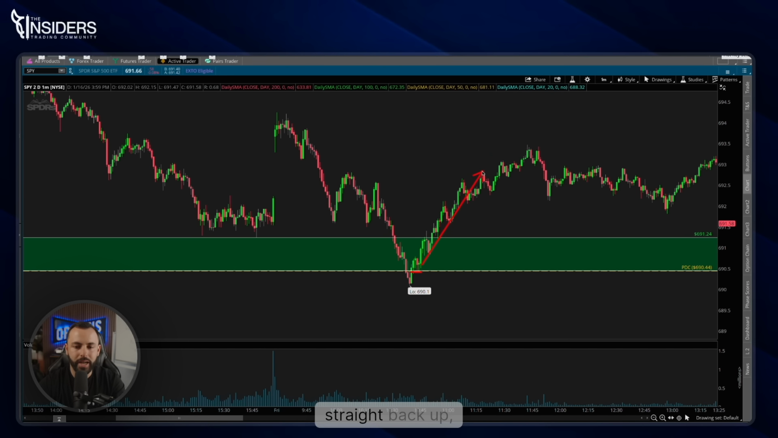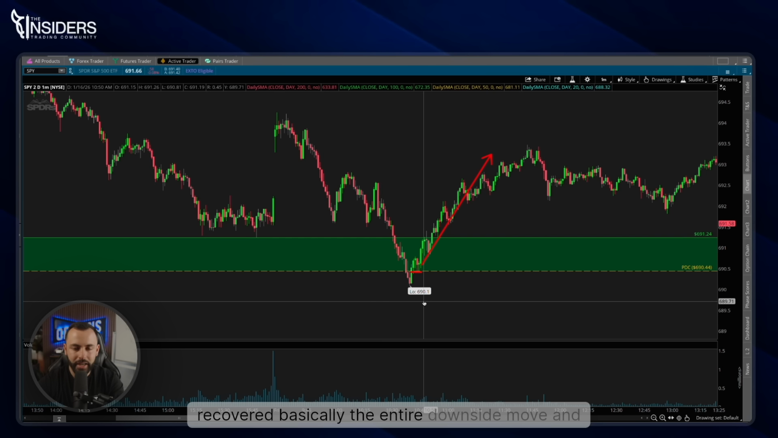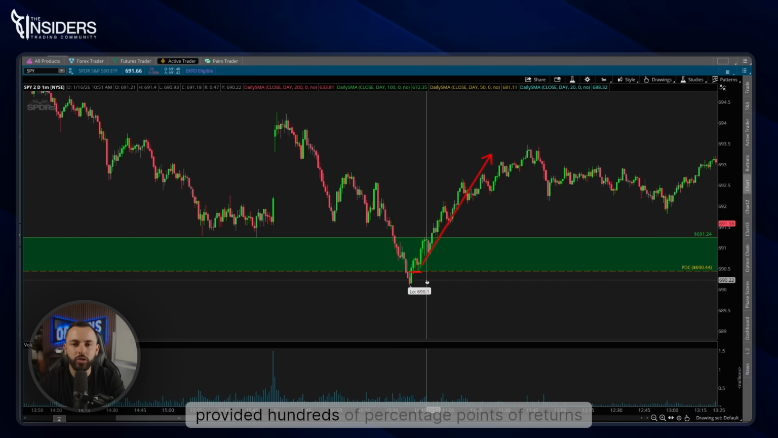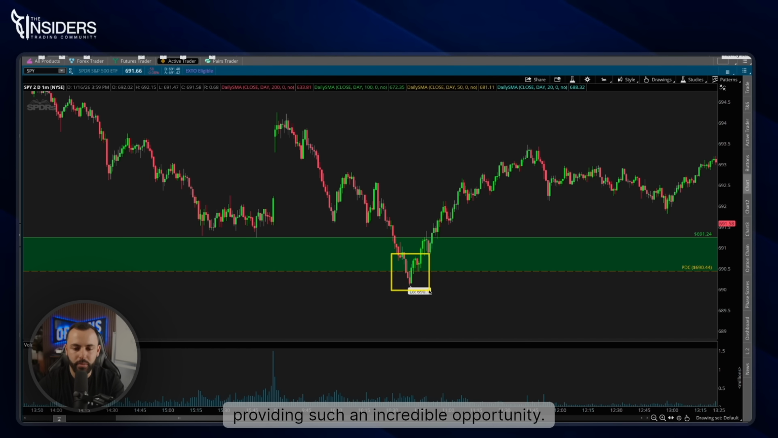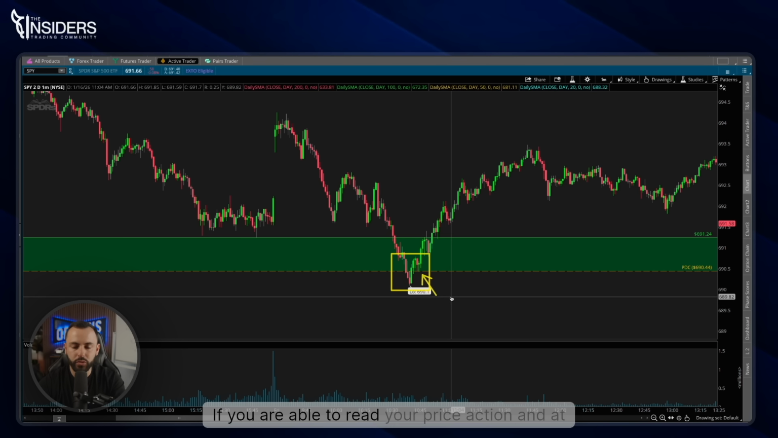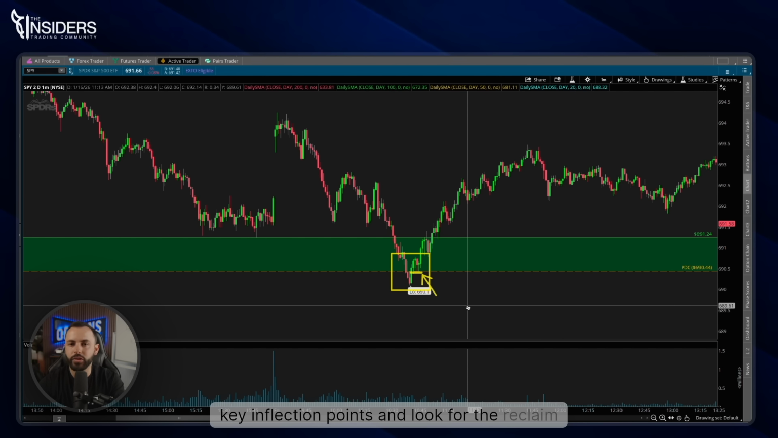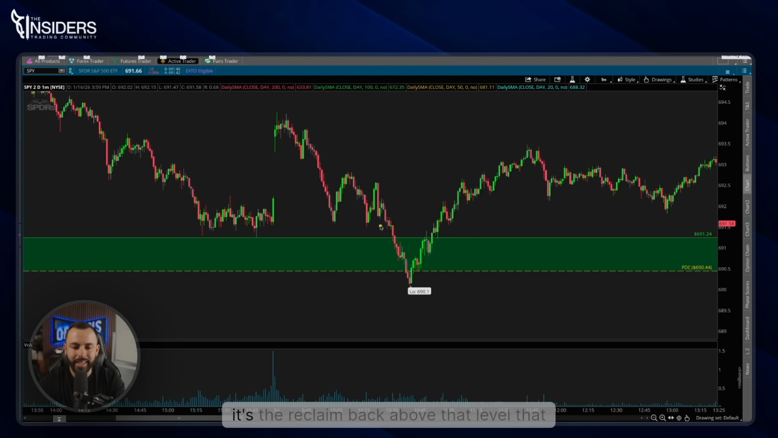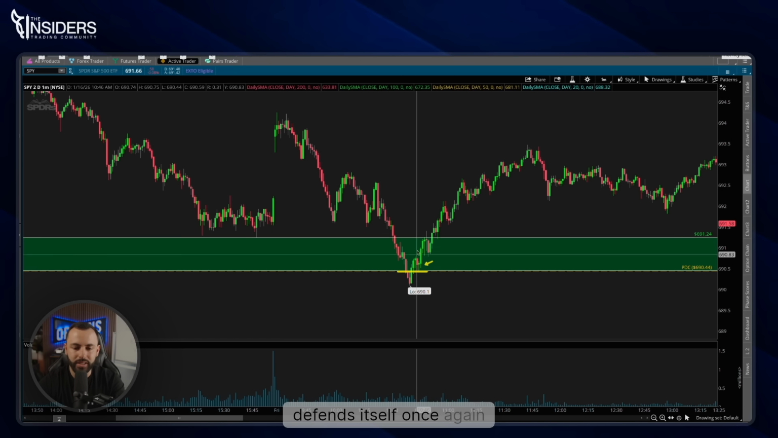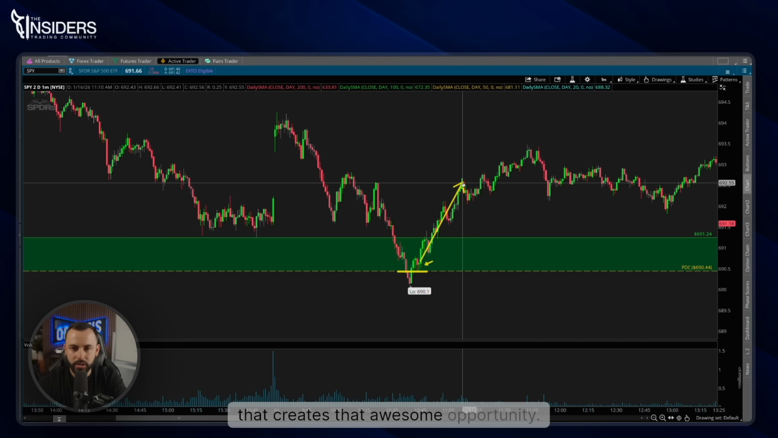level, ran straight back up, recovered basically the entire downside move, and provided hundreds of percentage points of returns on the SPX or SPY call options, providing such an incredible opportunity if you are able to read your price action at key inflection points and look for the reclaim long or the break and retest rejection for continuation. In this situation, it's the reclaim back above that level that defends itself once again, that creates that awesome opportunity.